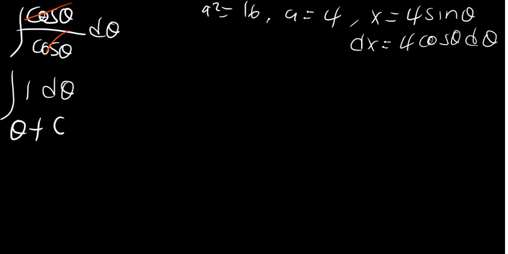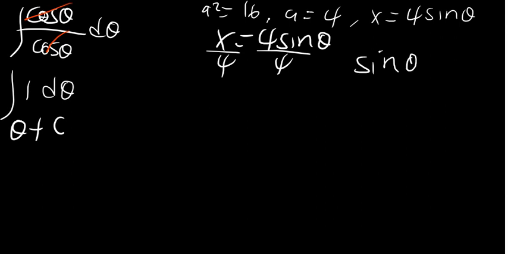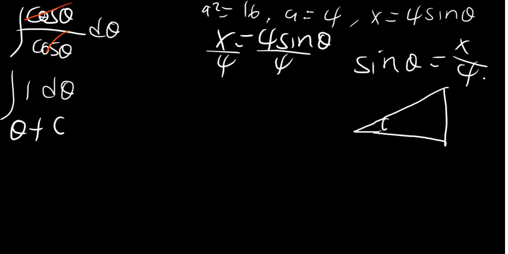But we don't want theta in this case. What else are we supposed to do? We'll go back to our original x. We had x is equal to 4 sine theta. So we divide both sides by 4. We are going to find that sine theta is equal to x divided by 4. Let's make our triangle now. This is our theta.